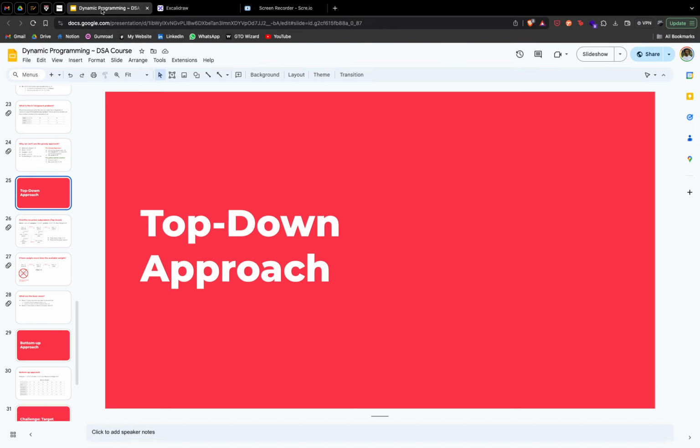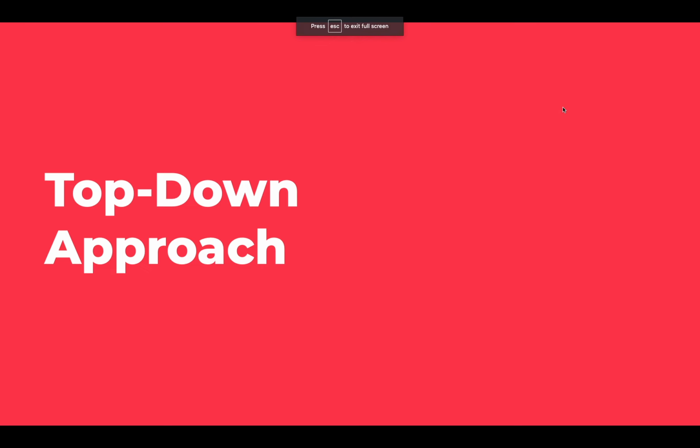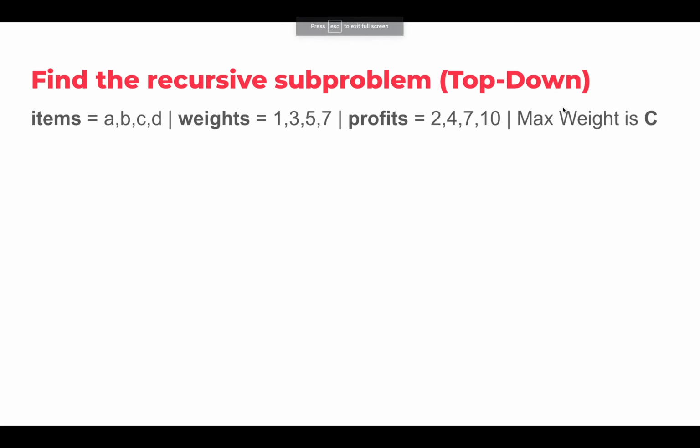Okay, so now we're going to look at the top-down approach to solving this particular knapsack problem. So let's think about the items we had. We had items A, B, C, D, and these are the weights of the items. And then we also had these as the profits, and the maximum weight, I'm going to use an arbitrary number here, that's why I'm just using C there.